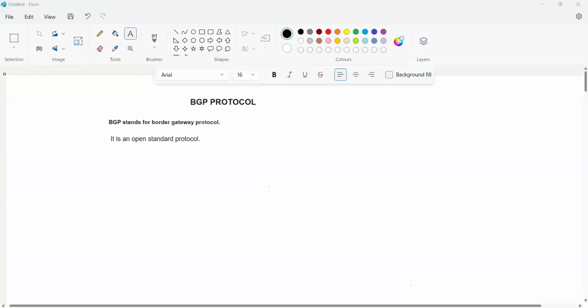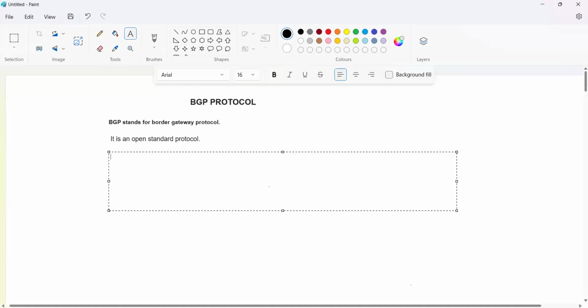Actually, it is an EGP protocol. Earlier, what we discussed were the IGP protocols. Now BGP is an EGP protocol. EGP stands for Exterior Gateway Protocol.